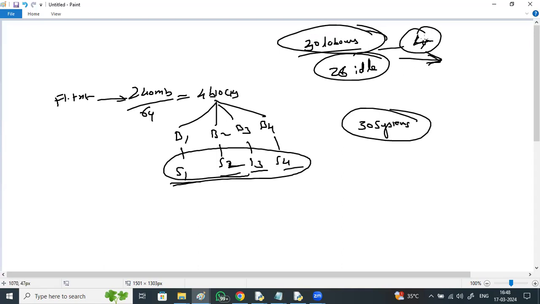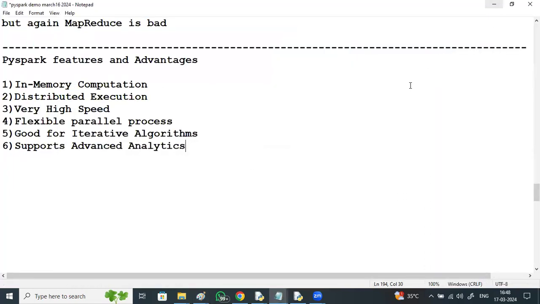Here, 4 blocks are stored in 4 systems, and only 4 systems run in parallel. If I want to increase it, I cannot increase the parallelism further. I cannot control it in the case of Hadoop. But in Spark, I can control it. We can increase or decrease it.